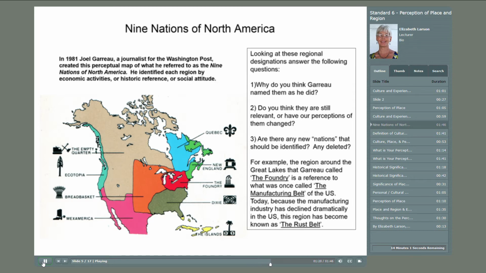For example, the region around the Great Lakes that Garreau called the Foundry is a reference to what was once called the manufacturing belt of the United States. Today, because the manufacturing industry has declined dramatically in the U.S., this region has become known as the Rust Belt. What other regions do you think have changed in this country?